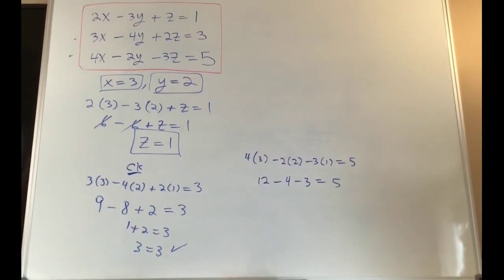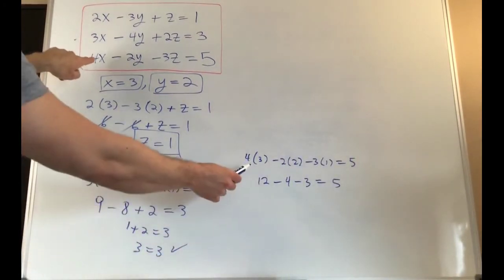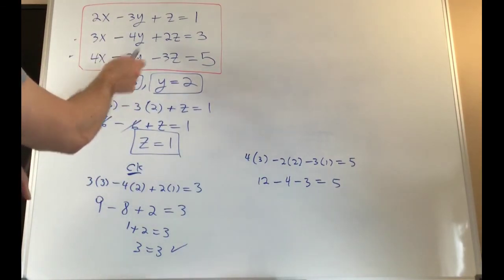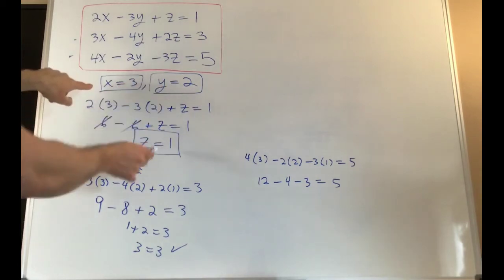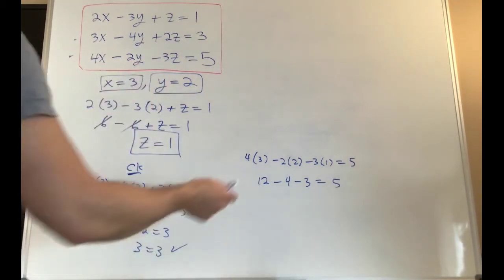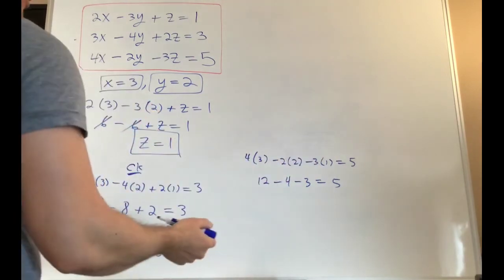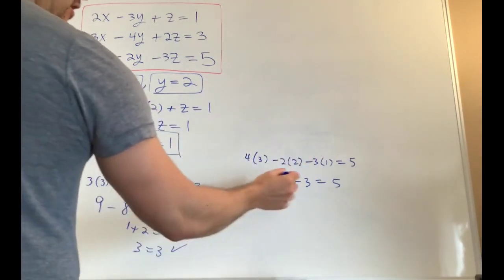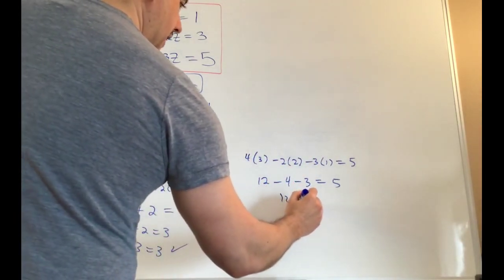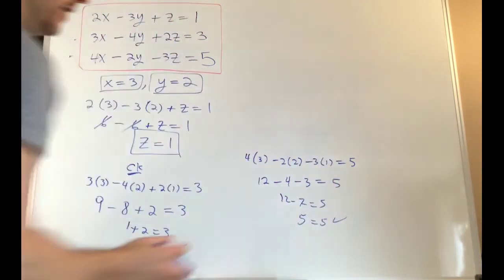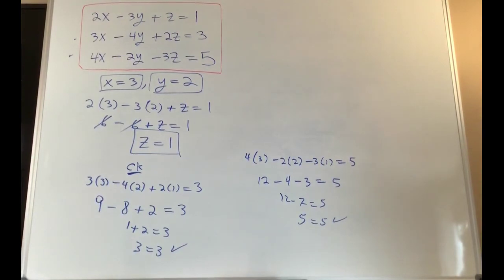Okay, so I already started it. Took the bottom one. Plugged in 3 for x, 2 for y, 1 for z, because that's what I got. 3, 2, 1. 4 times 3 is 12. 2 times 2 is 4. And 3 times 1 is 3. And then negatives. So I have 12, take away 7, which is indeed 5. Yay, it worked. Awesome.